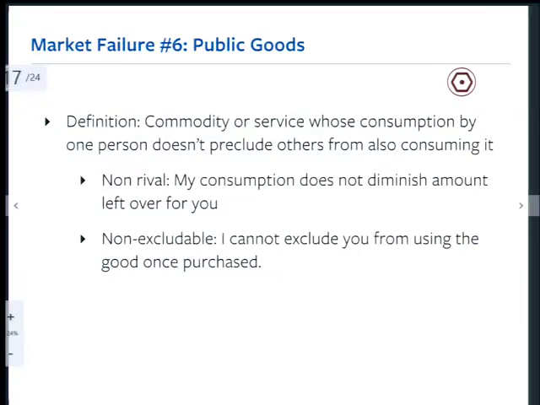There's lots of issues, but it's a powerful theorem. So let me quickly set up market failure number 6, which we're going to polish off next time.